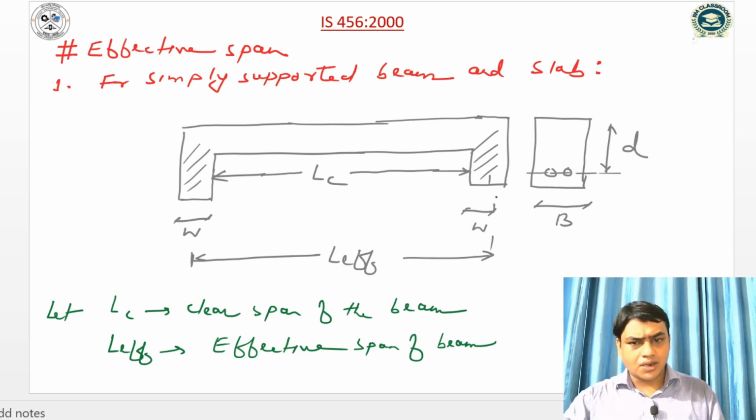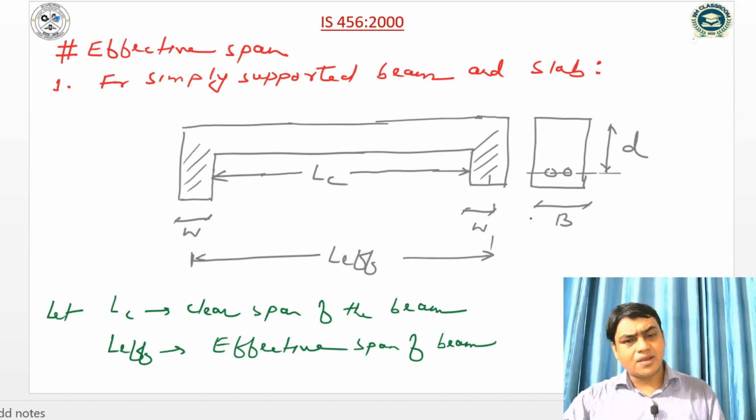And for the other types, like a continuous beam or slab, the IS code suggests two cases: when the width of the support is less than 1 by 12 of the clear span, or when the width of the support is greater than 1 by 12 of the clear span or 600 mm, whichever is less. Once the width of the support is less than 1 by 12 of the clear span, then the effective span of the continuous beam is the same as that of the simply supported beam, that is the sum of clear span plus width of the support, or the sum of the clear span plus effective depth of the beam, whichever is less.